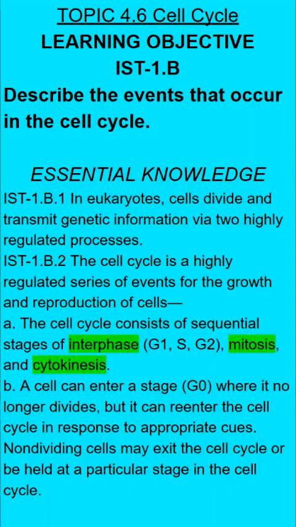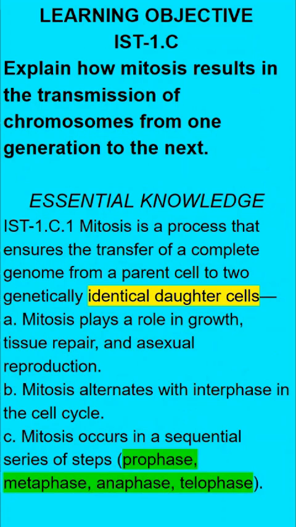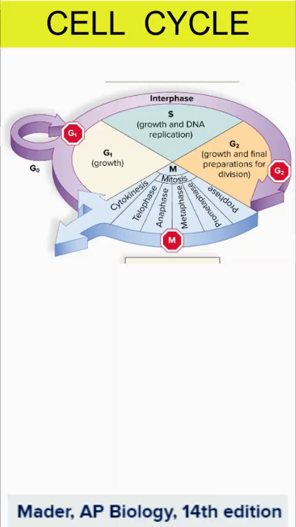The cell cycle includes interphase, mitosis, and cytokinesis. Mitosis has prophase, metaphase, anaphase, and telophase, and the result is identical daughter cells. So when we look at this kind of diagram, the overall cell cycle contains interphase, which takes by far the longest amount of time. It has G1, S, and G2 phases.